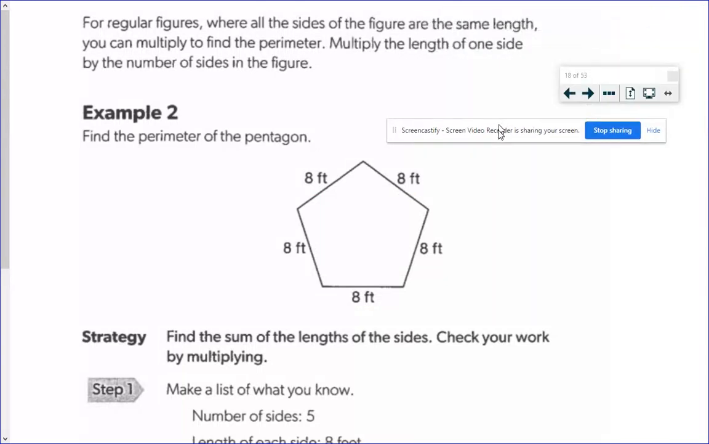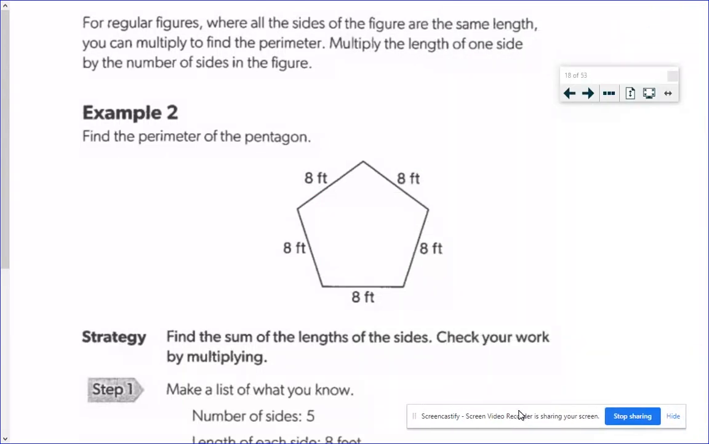For regular figures, those figures where the side lengths are all the same, that's what makes it regular, we can actually multiply to find the perimeter. We're going to find the length of one of the sides and then multiply that by the number of sides in that figure or shape.